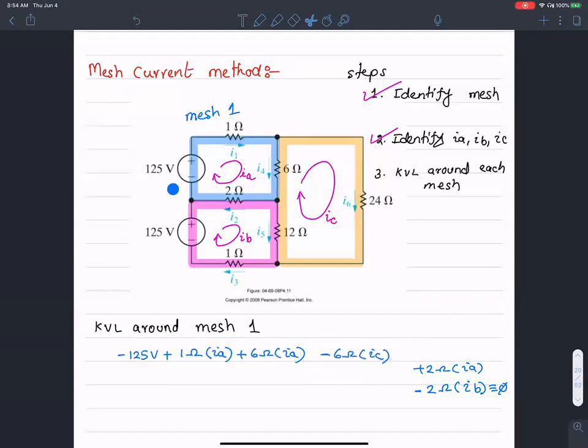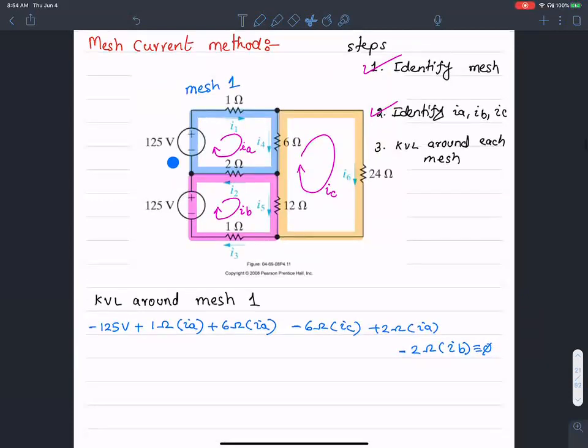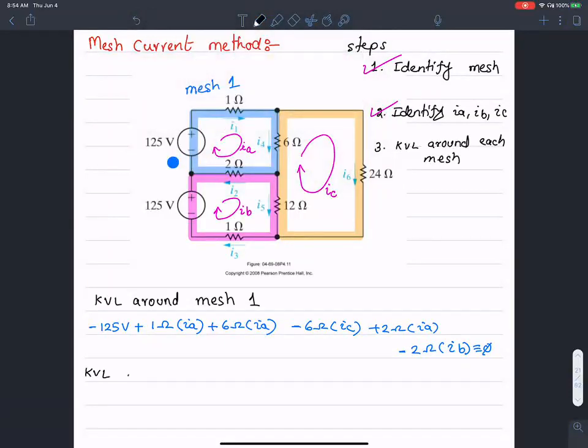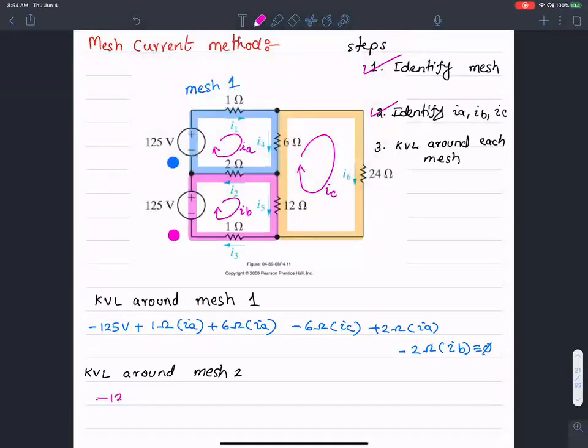And then I'll leave the other 2 meshes for somebody else if that's okay. I can continue, of course. If nobody else steps up, I can keep going. Okay. So any volunteers to do the KVL around mesh 2? Is it minus 125 plus IB times 2 ohms? Yes.